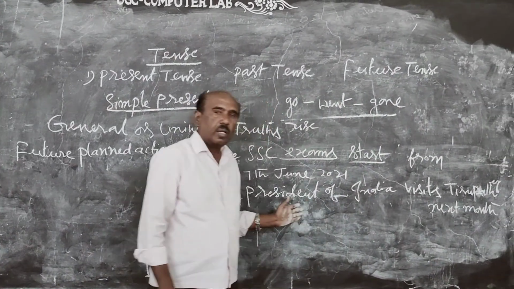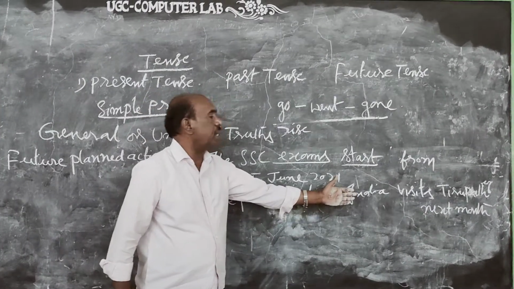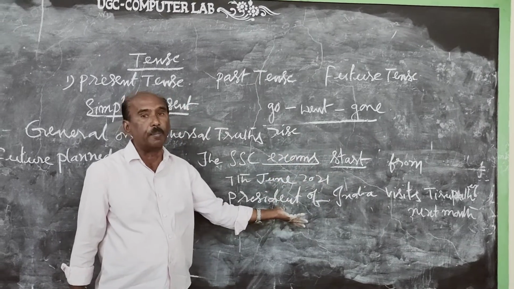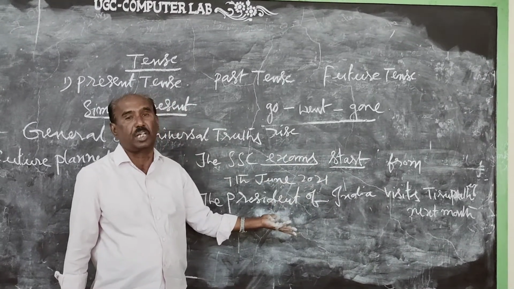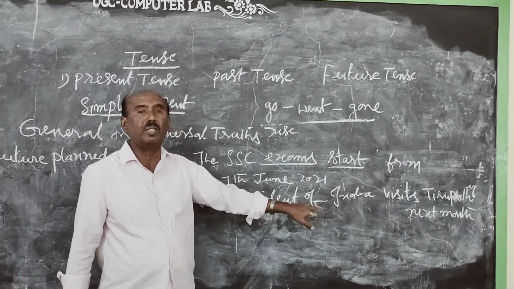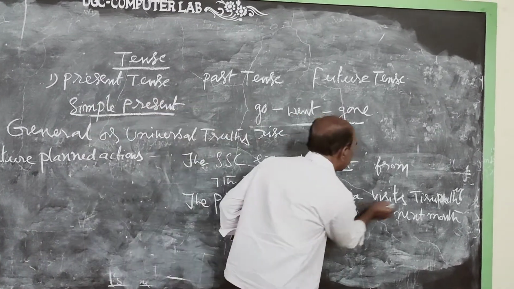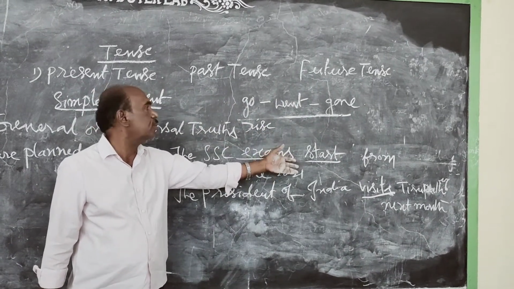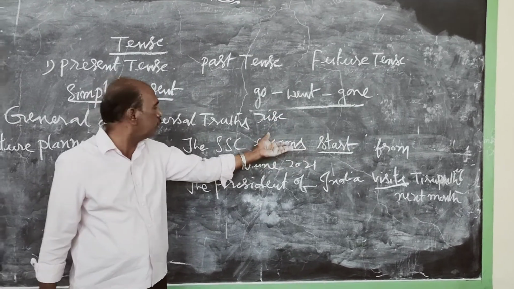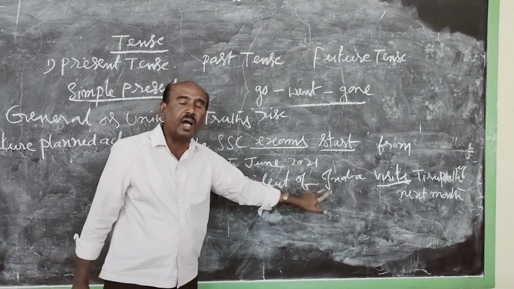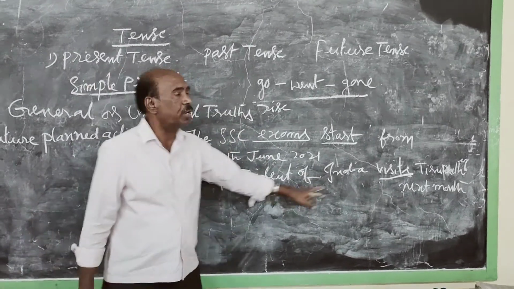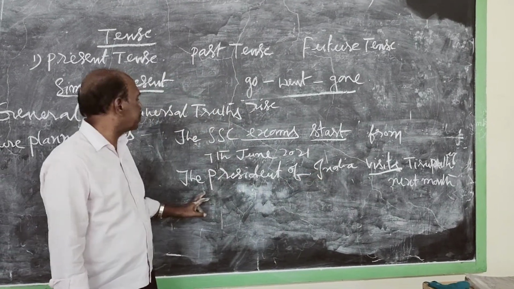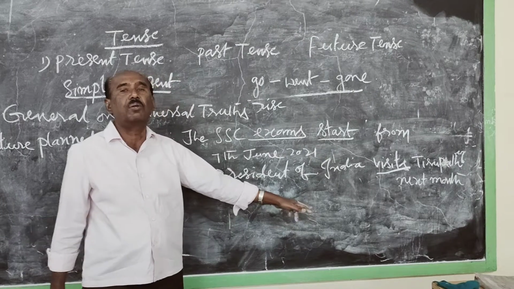So it is like this. The President of India visits Tirupati next month. It is confirmed. It is a future planned action. If we observe the verb in this sentence, visits. Visit is present verb, visited past, visited past participle. So President of India, third person singular, we have to add s to the present verb. The President of India visits, we have to say.